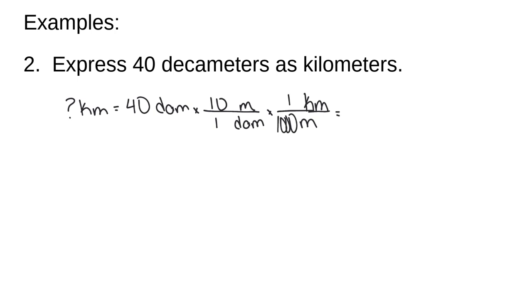Let's make sure our units cancel. Decameters on top, decameters on bottom. Meters on top, meters on bottom. And look what we're left with. Exactly what we wanted. So now it's time to grab a calculator. We're going to take 40 and multiply it with the things on top. So 40 times 10 times 1, which isn't going to change it. And then we're going to have to divide by 1,000. You should be getting a final answer of 0.4 kilometers.